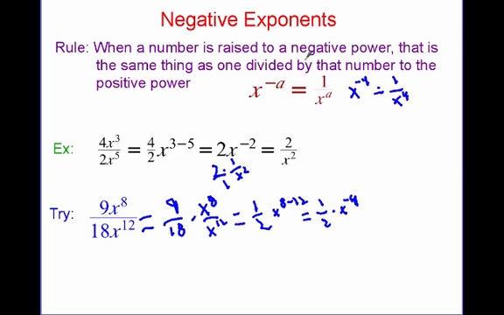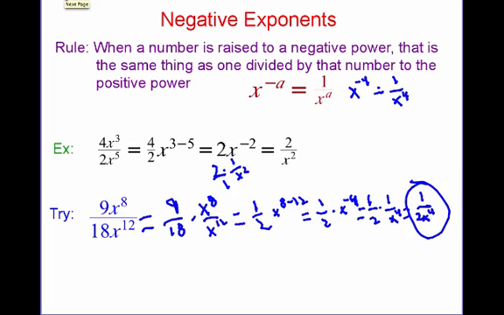We're going to use our negative exponent rule here to say that's the same thing as 1/2 times 1 over x to the 4th. Combine those two fractions. 1 times 1 is 1, 2 times x to the 4th. And that is our answer: 1 over 2x to the 4th. So anytime you have a negative exponent, that's the same thing as 1 over the positive exponent.